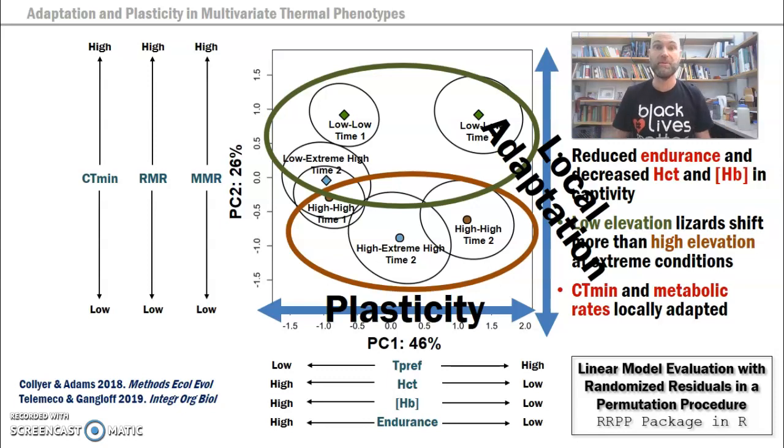Our current work is being directed towards understanding how these processes can interact and ultimately shape, either facilitate or constrain, the ability of these lizards to continue colonizing higher elevation habitats.